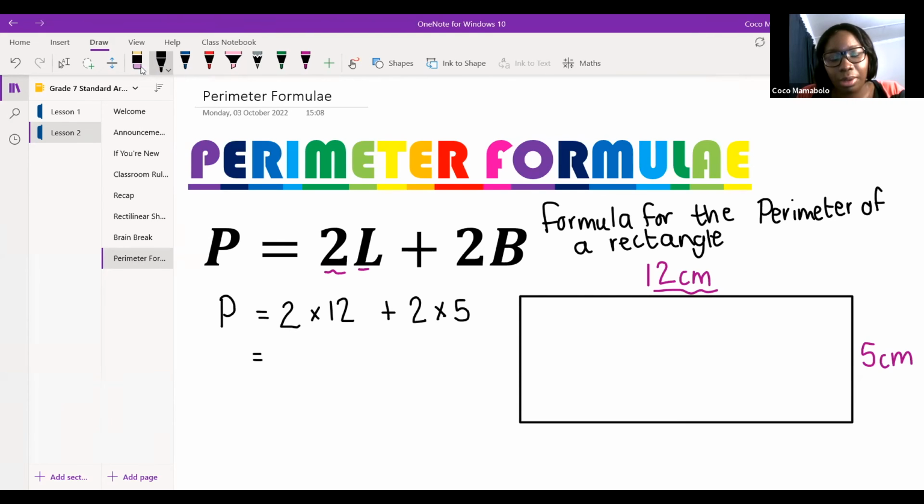What's 2 times 12, my sweetie? 24. Good, 24 plus 2 times 5 is 10. Then you go, therefore, P is equal to what's 24 plus 10? 34. Good, 34 centimeters. Do you see what I need you to do for me, Sizolo? Yes, ma'am. Excellent. Okay, keep trying. Let's keep going.